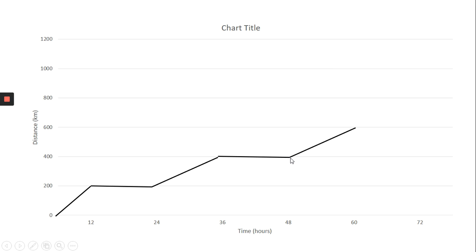Then after 48 hours, after 2 days, they travel another 200 kilometers. So they've traveled from 400 to 600 kilometers, again in that 12 hours. And the same again, after they've traveled their 12 hours, they're going to rest for another 12 hours. Again, not moving. The general pattern of this would just continue to look like this: going up, then going flat, going up again, flat, up, and then flat.